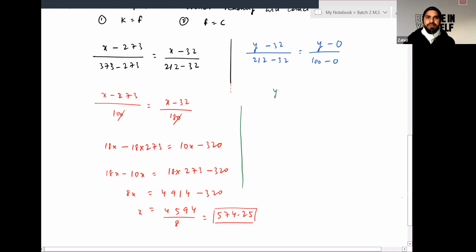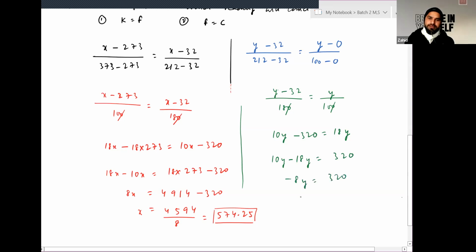Let me simplify. You can write (y minus 32) divided by (212 minus 32), which is 180, equals (y minus 0) divided by 100. So this 0 and this 0 will cancel out. Just cross multiply. It will be 10y minus 320 equals 18y. Move the 18y to the left side, so you'll get 10y minus 18y equals plus 320. So minus 8y equals 320, so y equals 320 divided by minus 8. So it will be just minus 40.